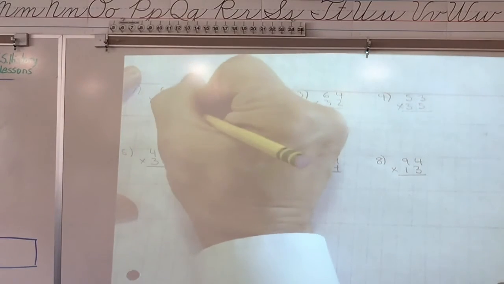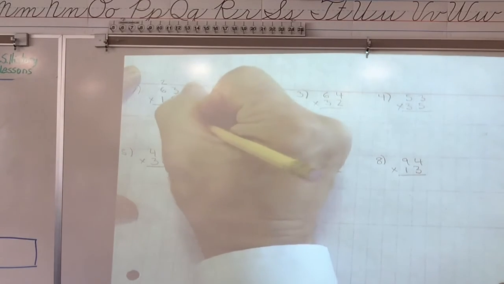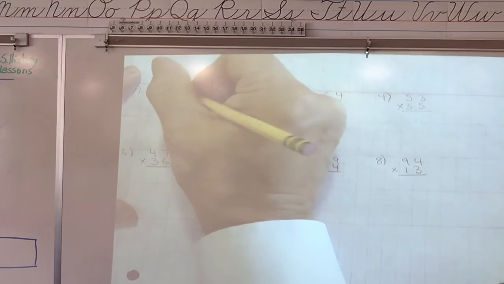Here we go. 3 times 9 is 27. 6 times 9 is 54, 55, 56.